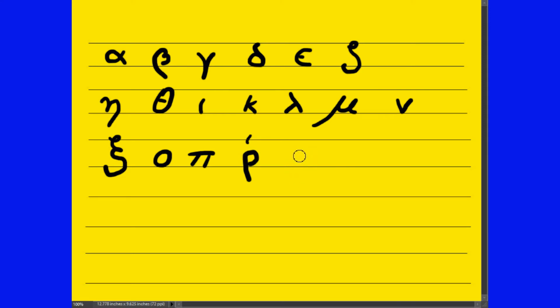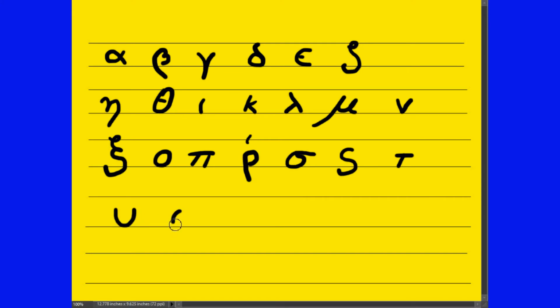Sigma looks like an omicron, except that it has a tail sticking off like that. If the sigma is the last letter in a word, then it's going to have the appearance of an English S with the tail going a little bit below the line. Tau looks like that, the T. Upsilon looks like a U, nothing unusual there.